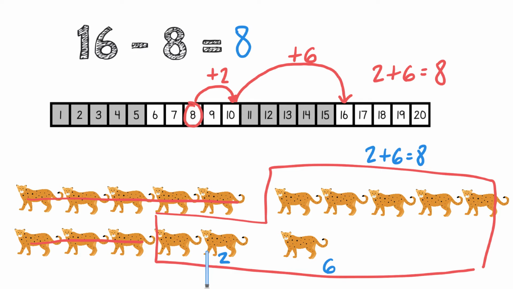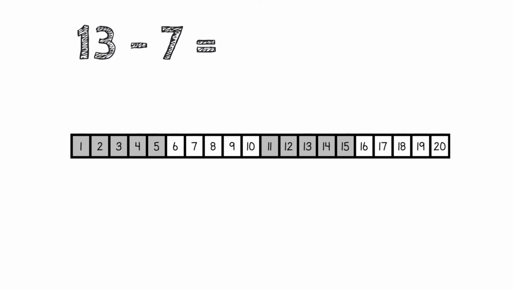That's because we had 2 over here out of our group of 10 left over. And then we had our 6 over here that we didn't even use. So we had our 2 plus 6 equals 8. And here we had the same thing, didn't we? We had our 2 to get us up to 10. And then from 10 to 16, that was another 6. So 2 plus 6 is 8. Same answer, same process. Let's take a look at one more.